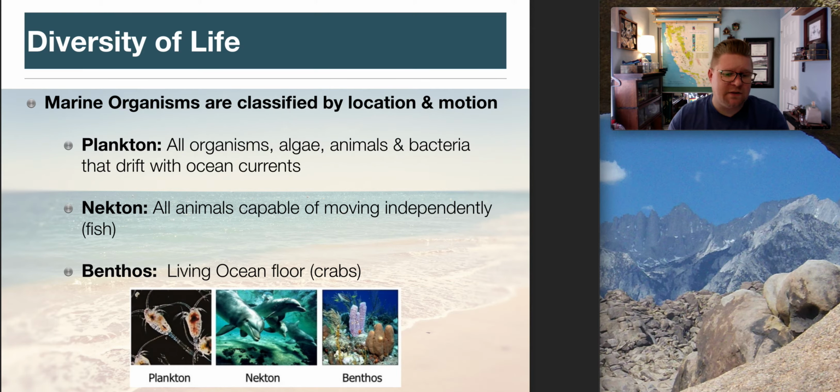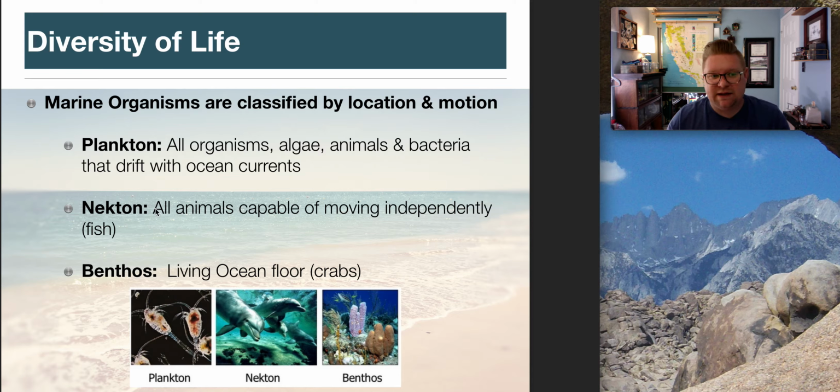So let's talk about the diversity of life. This is as far as we're going to go into life. Again, marine biology is a course that you would take to learn about it, but as oceanographers, we like to look at the diversity. So marine organisms are classified by their location and their motion. We find that it's very easy to classify things like that. Another thing that we classify very similarly would be clouds. In the atmosphere, we classify clouds based on their altitude and their shape. So we can really do a lot with those two elements.